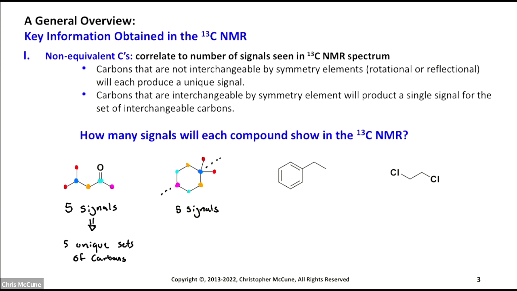Moving on to the next structure, we have this benzene ring, and then there's an ethyl group attached to it, but there's still some symmetry about the ring there.